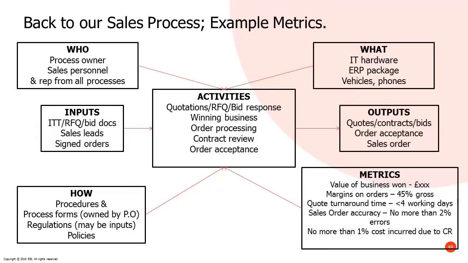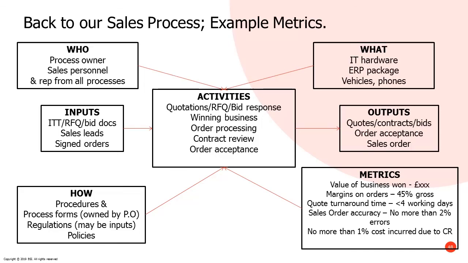So this is the kind of thing you would end up with as a sales process. In the middle, you've got the activities: quotations, RFQ, bid response, winning business, etc. Inputs to the left, which we spoke about before, the outputs: quotes, contracts and bids, order acceptance going to the external customer, and then the sales orders going to the internal customer, which is the next process in the stack. In the top left, you've got the who, the what on the top right, the how on the bottom left, and then you've got the metrics.